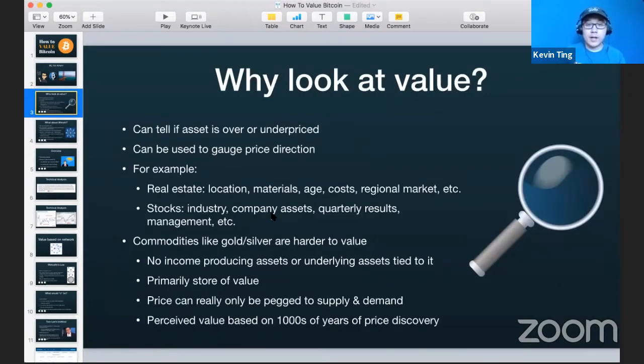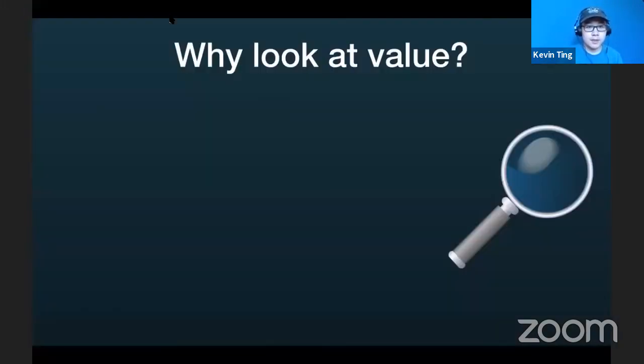So why should we take a look at value? Well, first of all, actually, let me try to do this in presentation mode. Okay, is this still working all right? I assume it is. Yes, it is.